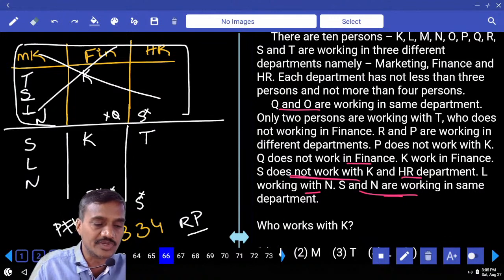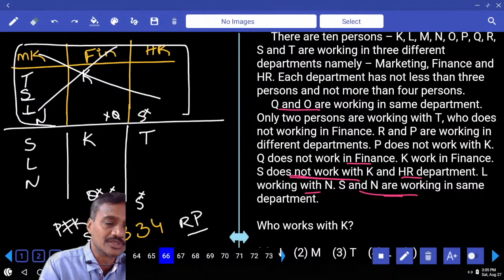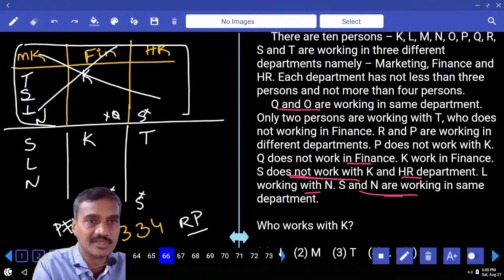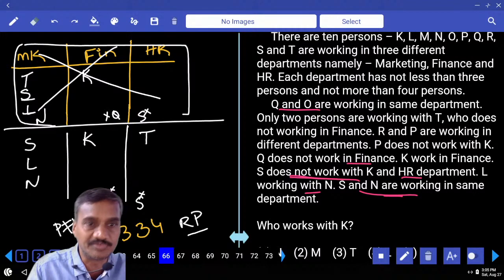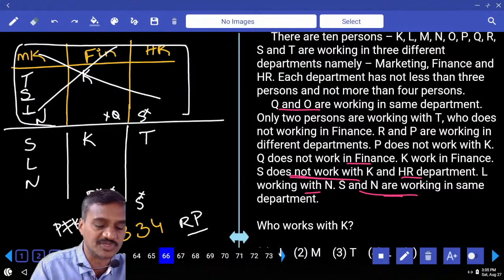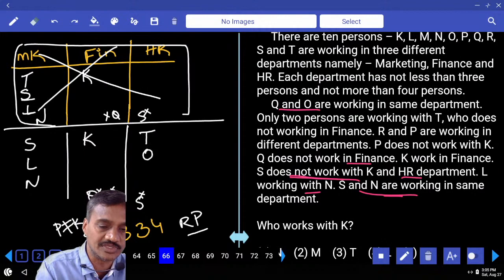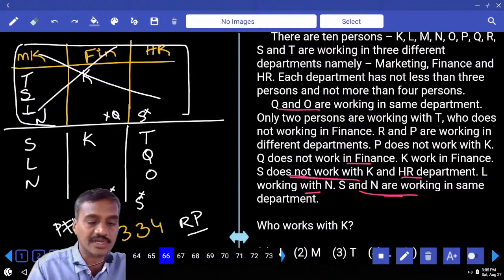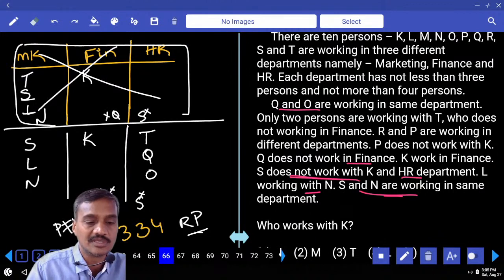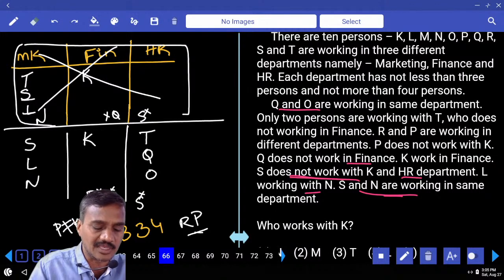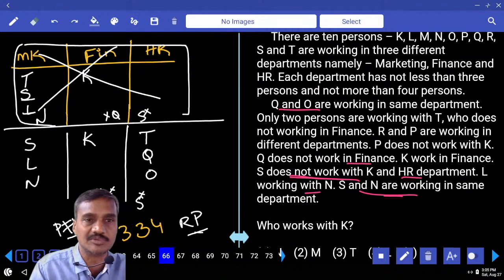As Q and O are working in the same department, Q cannot be in finance and Q cannot be in marketing as well, because if Q is in marketing, 3 plus 2 will have 5 persons. We need to have only 4 persons. And where should this Q be? Q is here and O is here, and 3 persons in this one. K and S are not working in the same department. R and P are working together. And P and K are not working in the same department.